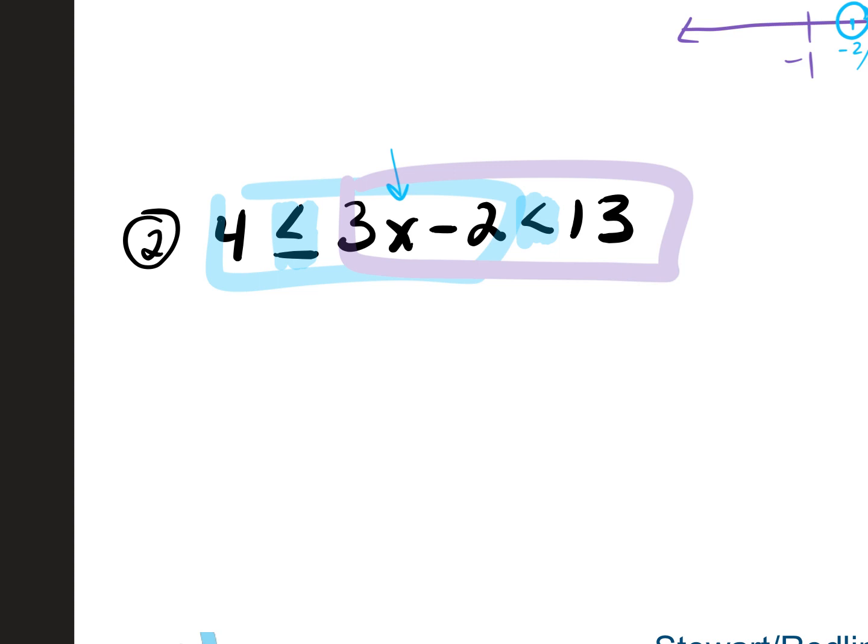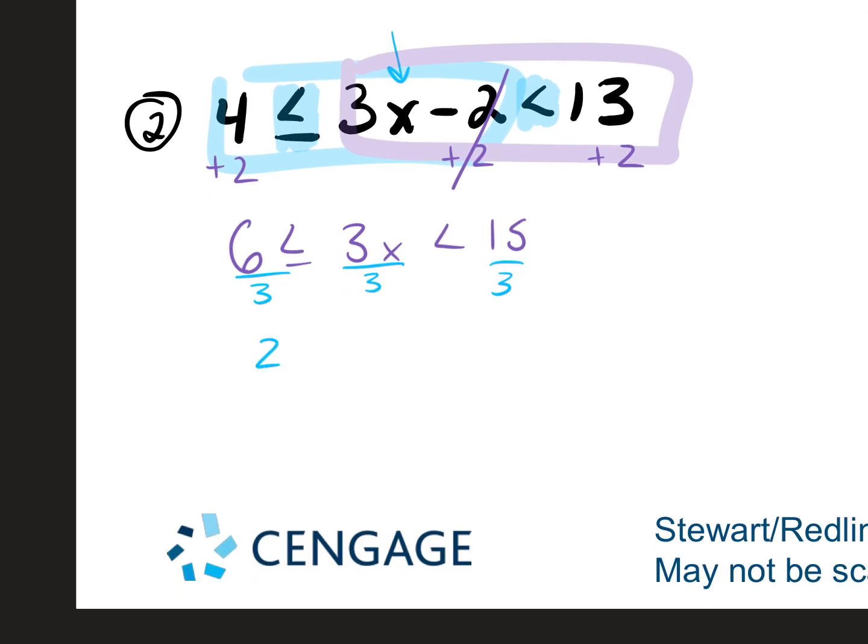But when you're isolating your variable, you just have to do whatever it is to cancel out that number to both sides. So here I want to get x all by itself, so I'm going to add 2. So I also have to add it to the right side of my inequality and the left side. So it's going to cancel out there. Don't forget to add it to both sides. So here we have 6 is less than or equal to 3x, which is less than 15. Last step is we're going to divide by 3. So here, 2 is less than or equal to x, which is less than 5.